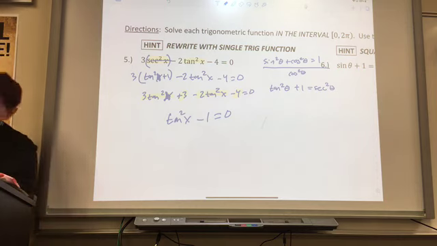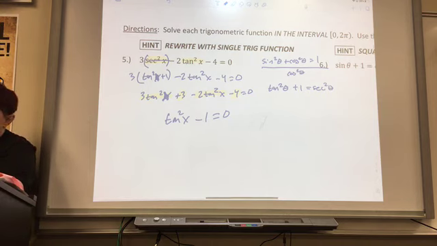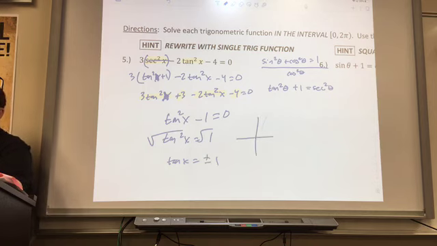The other way is factor difference of squares. If you do difference of squares, it's tan plus 1, tan minus 1. Same thing though, right? It's still plus or minus. So either way, I get tangent squared is 1, square root it. Tangent is plus or minus 1, my friends.